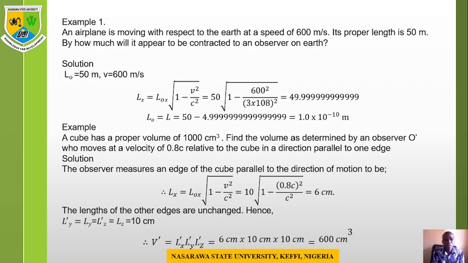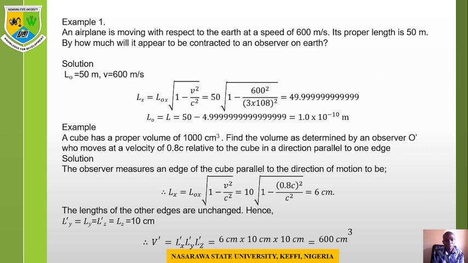So an airplane is moving with respect to the Earth at a speed of 600 meters per second. Its proper length is 50 meters. By how much will it appear to be contracted to an observer on Earth?